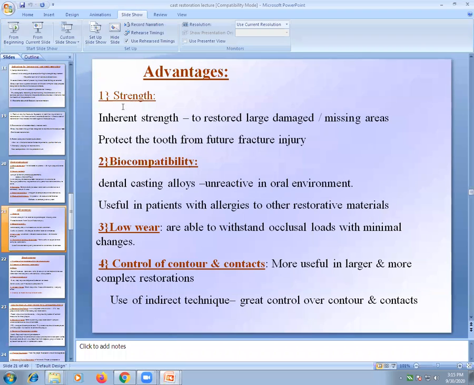Here you have to note that the best part of inlay and onlay is that we can control the contacts and contour, as we prepare the extraoral wax pattern fabrication.